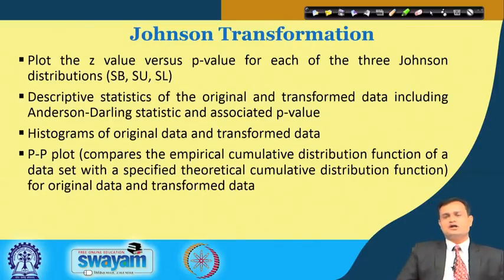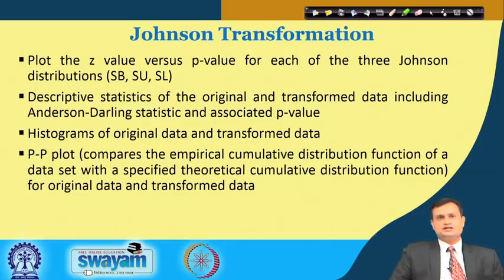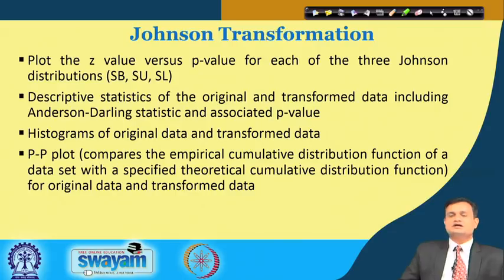So, you have another option that is Johnson's transformation, and the Johnson's transformation typically plots the z value, your normal critical value, versus p value, that is the probability value for each of the three Johnson distributions. So, it has given a typical family of three distributions: SB, SU and SL.